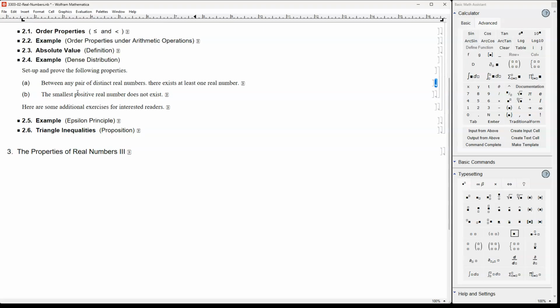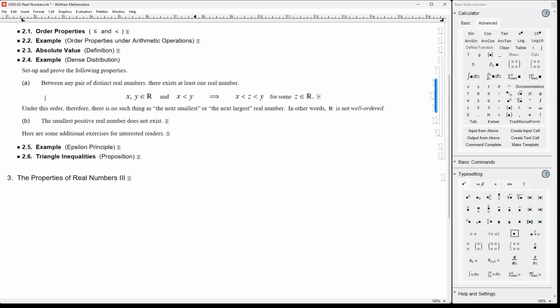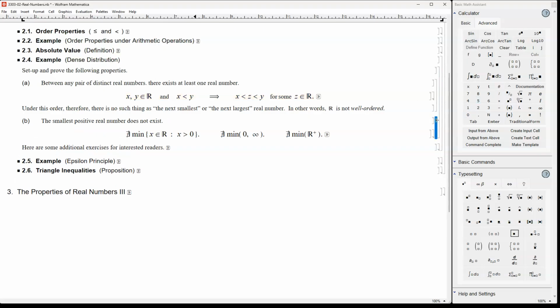From that, interestingly, we can prove this. The smallest positive real number does not exist. How can you prove this part B from part A? Think about that. Stop the playback and think about that. Did you get it? What do you want to prove? You want to prove that the smallest positive real number does not exist. In other words, the minimum does not exist.